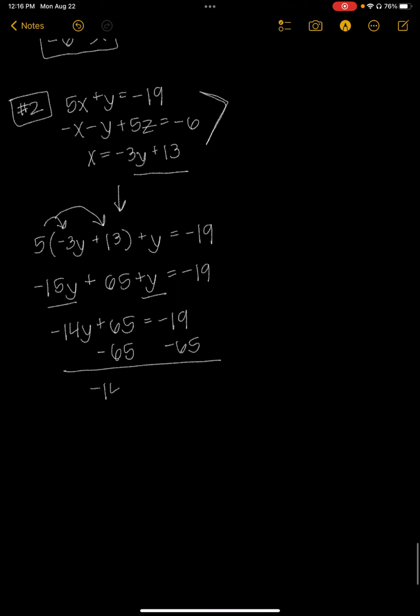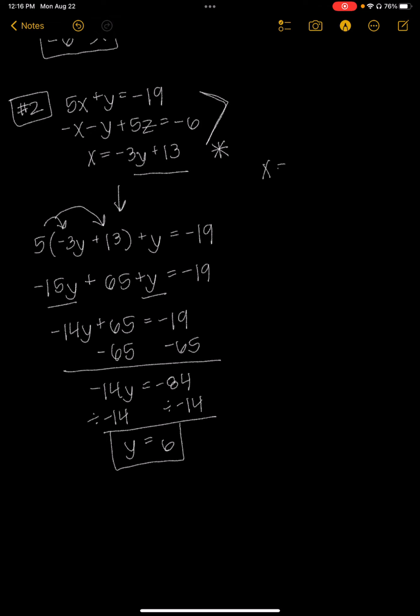We get negative 14y equals negative 84. Then I want to divide both sides by negative 14. And I get y is equal to 6. All right, so that is one of my answers. And we can actually now go back to the third equation, the third original equation, which is right there, and plug that 6 in for y to solve for x.